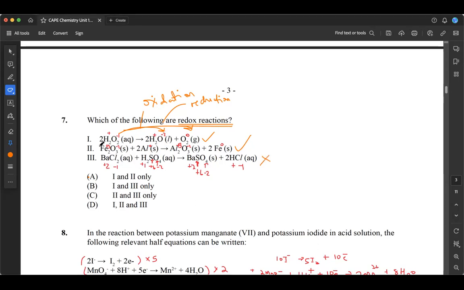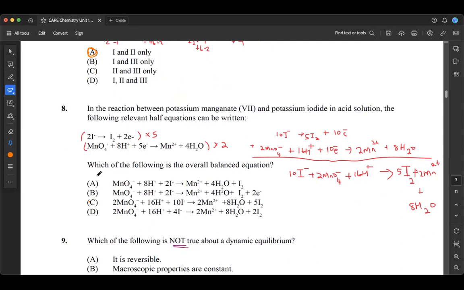So in the end, we get that 1 and 2 are redox reactions, and so our answer is A. A matches that. 1 and 2 only. 3 doesn't count as a redox. So 7 is A. And we're moving along to 8.